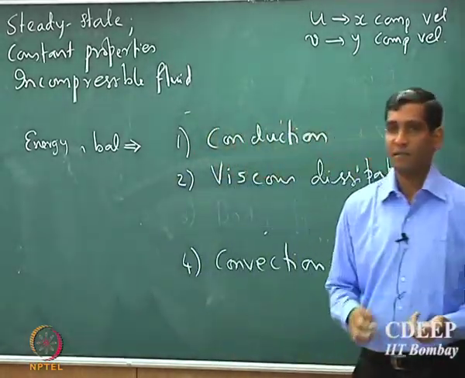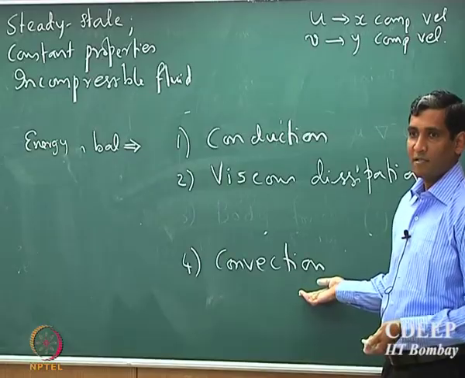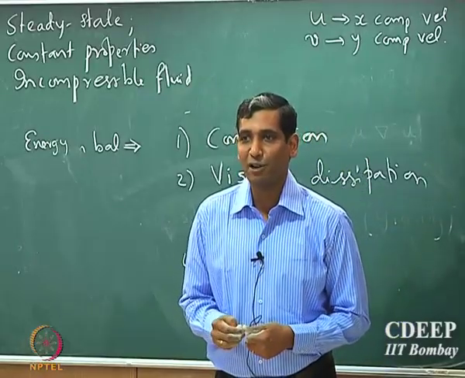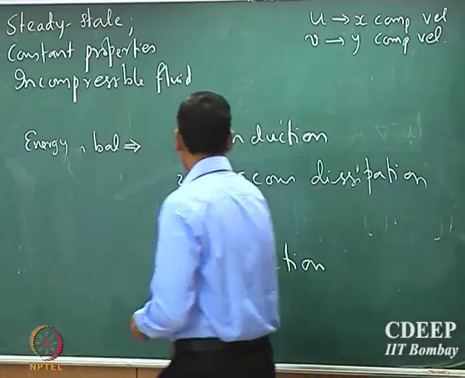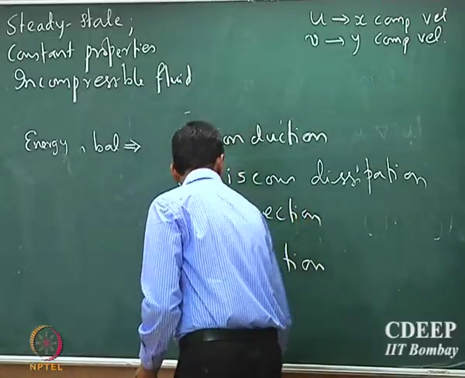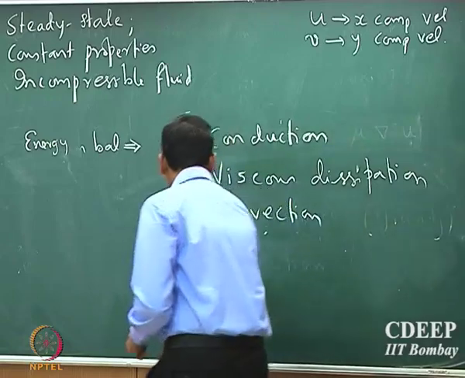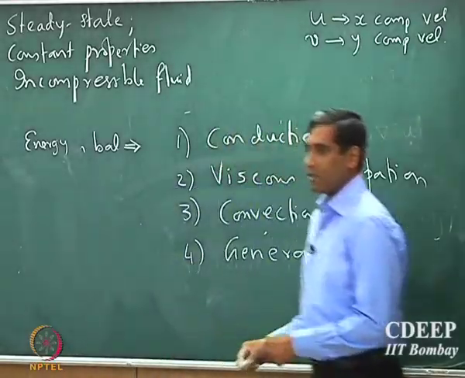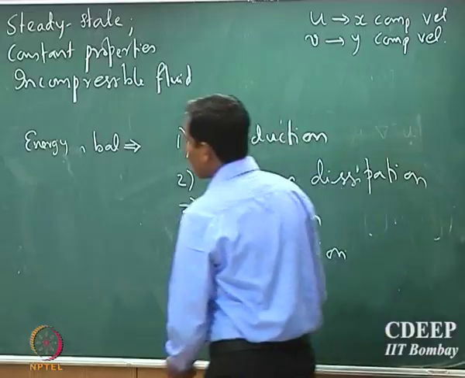Okay. What else? Do we have convection? Yes or no? Do we have the convective mode of heat transport? Of course yes. Okay. What else? Work done by? Okay. So we can call it a generation term. If it is generation, it's a positive sign; if it is a sink term, it's a negative sign. Okay. So these are the four processes.